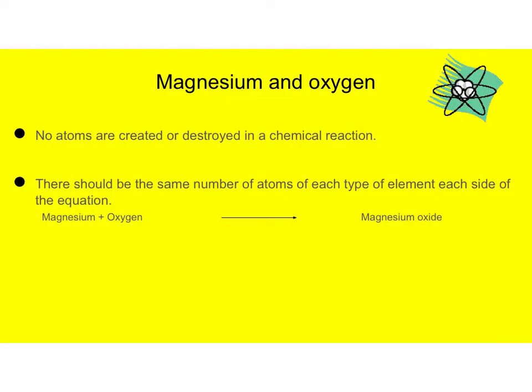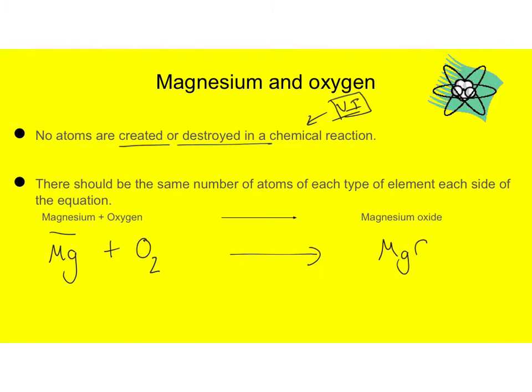Moving on to the next bit then. So, no atoms are created or destroyed. This is a really important statement. Very important statement. There should be the same number of atoms of each type of element on each side. Okay, so magnesium, so you have 1 magnesium, you'll have 2 oxygens because oxygen is diatomic. That will make magnesium oxide. Okay, but you've got to put 2 there and a 2 there because then you've got equal numbers of magnesium and equal numbers of oxygen.